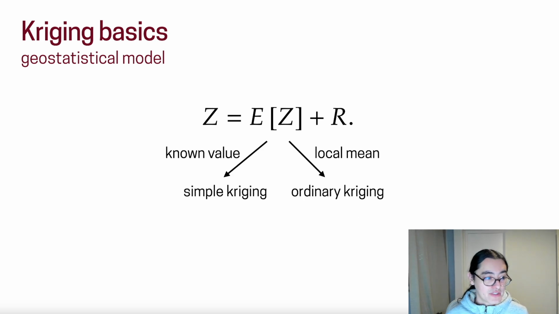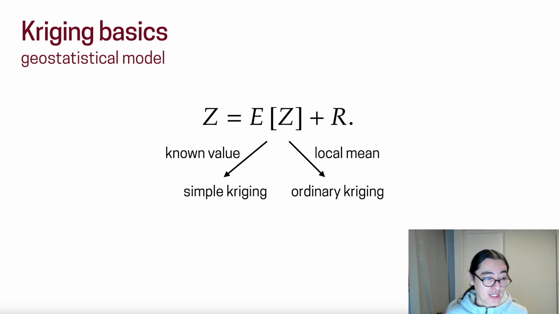In this lesson, we are looking at two different types of kriging, simple kriging and ordinary kriging, and these differ in how they handle the expectation. So simple kriging assumes that the expectation is a known value.